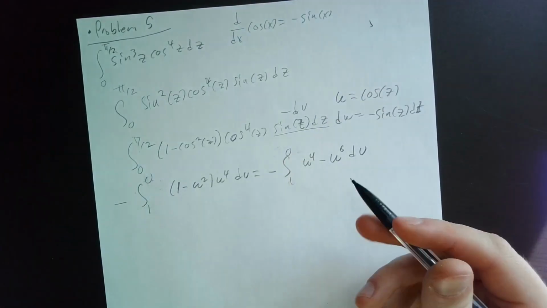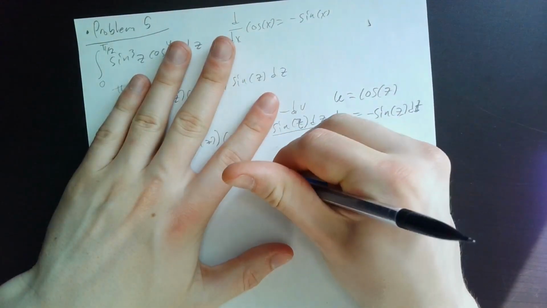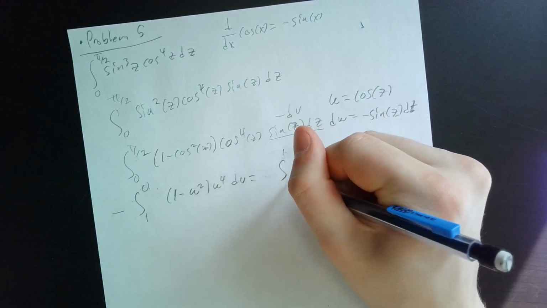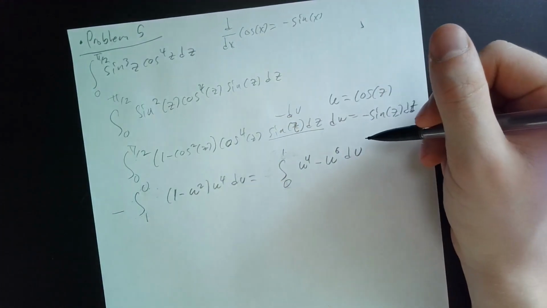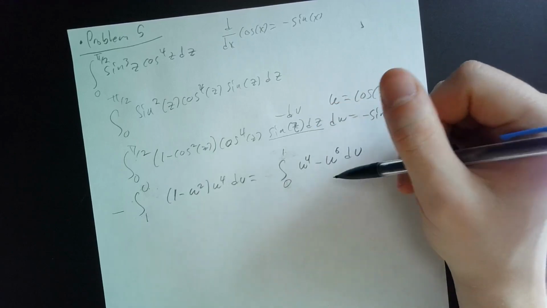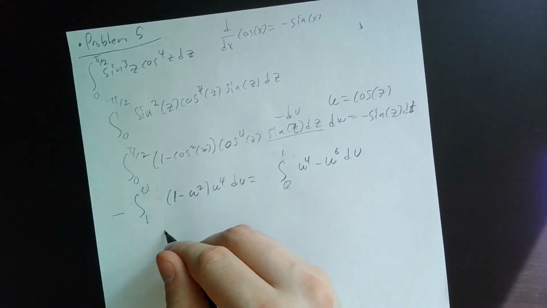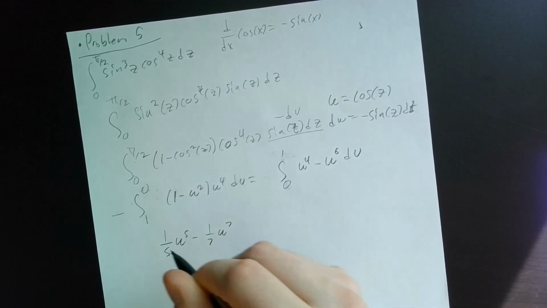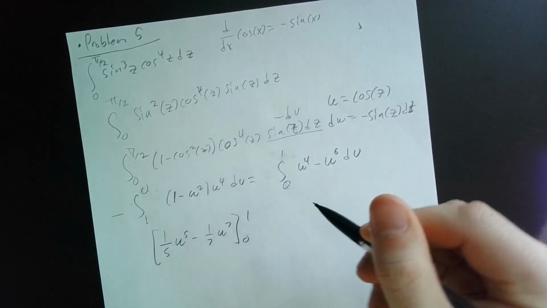What I usually find helpful is, whenever I have a minus sign and some weird funky bounds, I just absorb the minus sign into the integral, because switching the bounds makes the integral the negative of what it would be otherwise. So now we have this integral here, and we're just going to do 1 over 5 u to the 5 minus 1 over 7 u to the 7. That goes from 0 to 1.